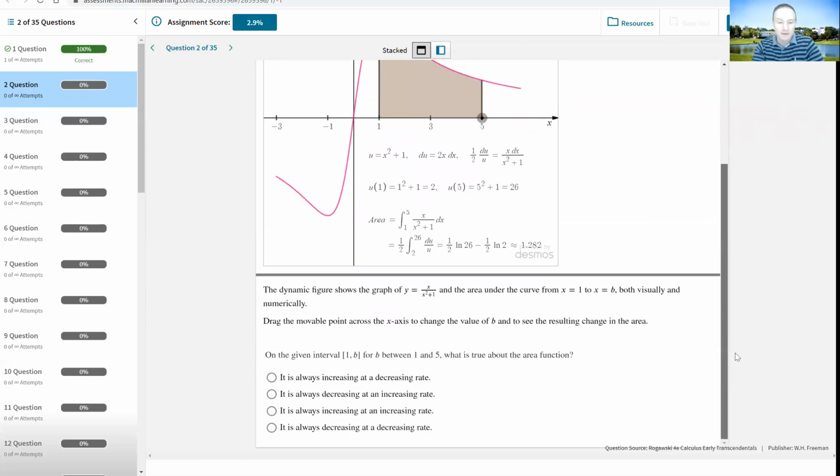Now, why is it not the other choice? Clearly the area is not decreasing, so those that say decreasing make no sense at all. But the third choice there says it's always increasing at an increasing rate. No, that would mean not only is the area increasing, but the rate at which it's increasing is increasing. That would be the reverse of what's happening. It's not going to happen here. So the only reasonable choice is the first one.